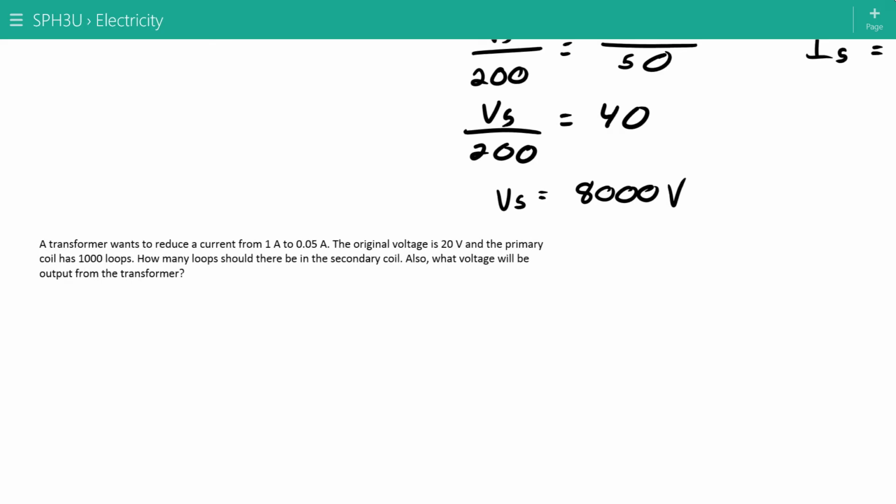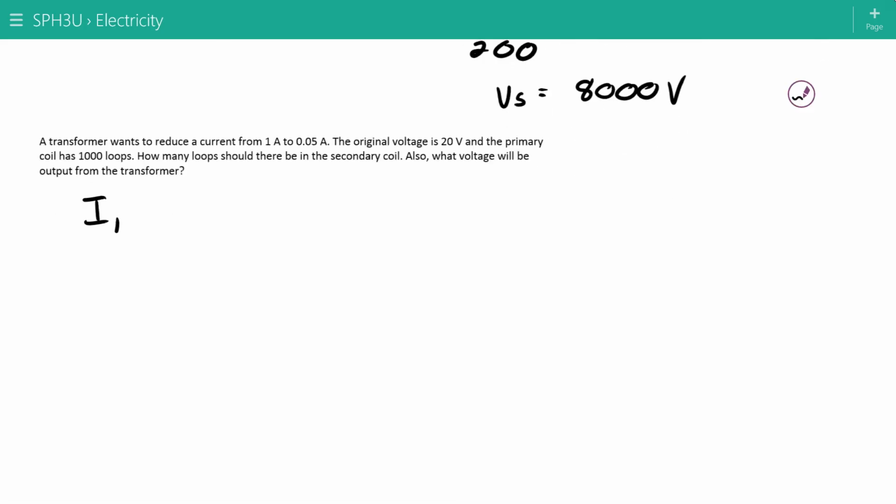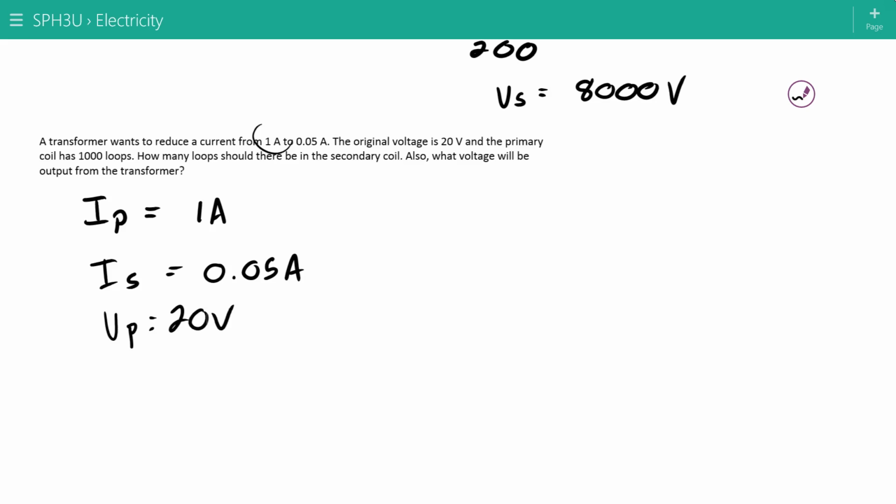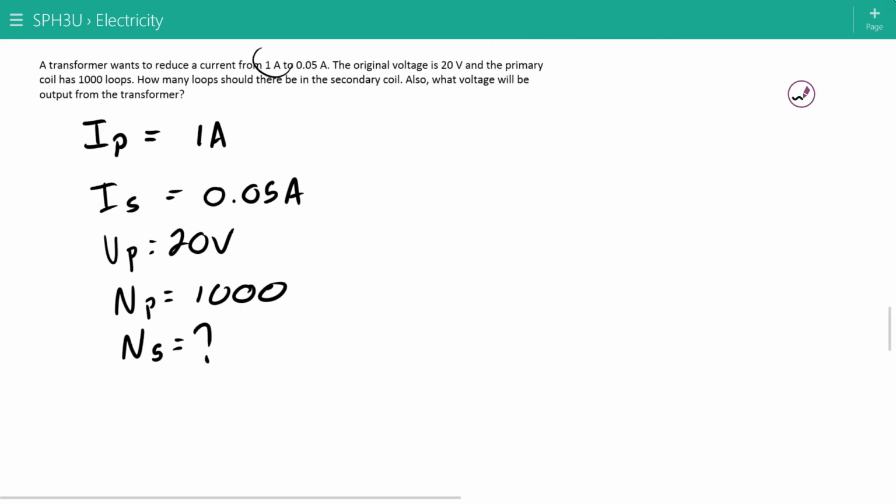Okay, secondary numerical example here. We've got a primary current that's coming in at 1 amp. We want it to be coming out at 0.05 amps. We have an original voltage, 20 volts. And we have a primary number of coils of 1,000. The number of coils involved in these transformers, they tend to work better if they have a large number of coils, so they do tend to be large numbers. What we want to know here is the number of coils in the secondary and the voltage in the secondary.